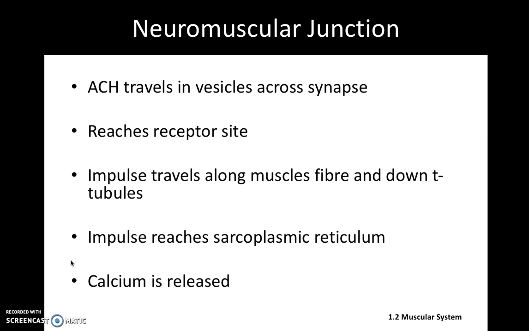It will then travel along the muscle fibres and down the T-tubules until it gets to the sarcoplasmic reticulum. This is the place where the calcium ions are stored. Once reaching the sarcoplasmic reticulum, the impulses cause the calcium to be released.